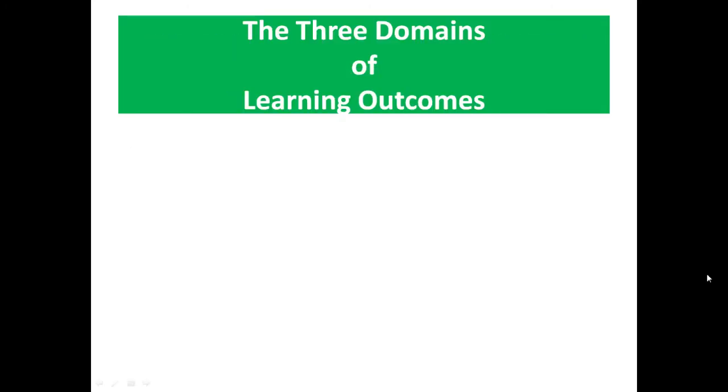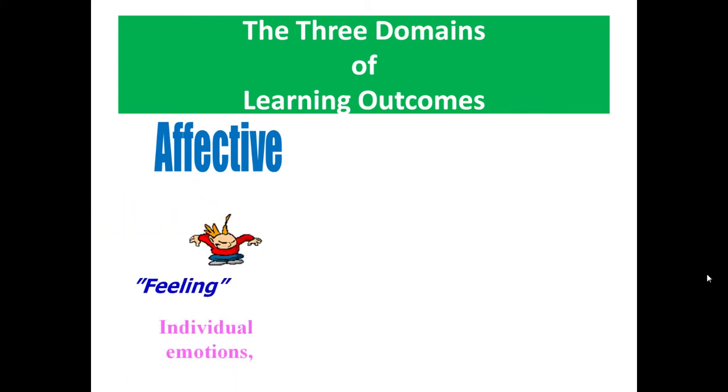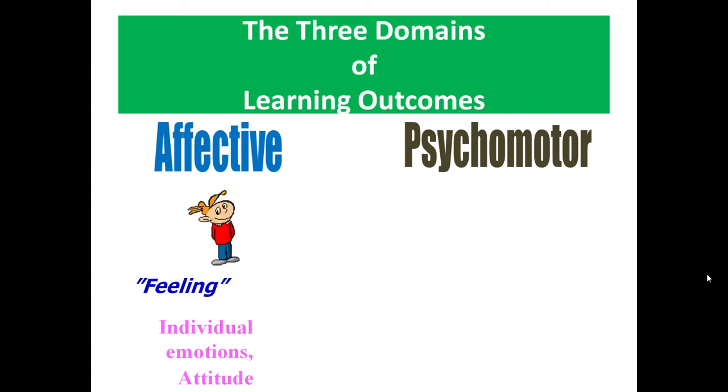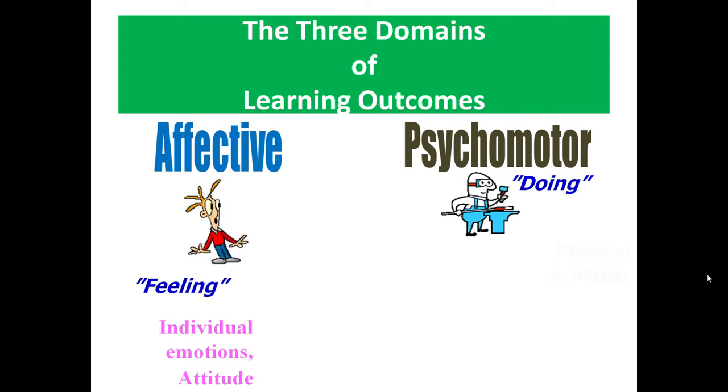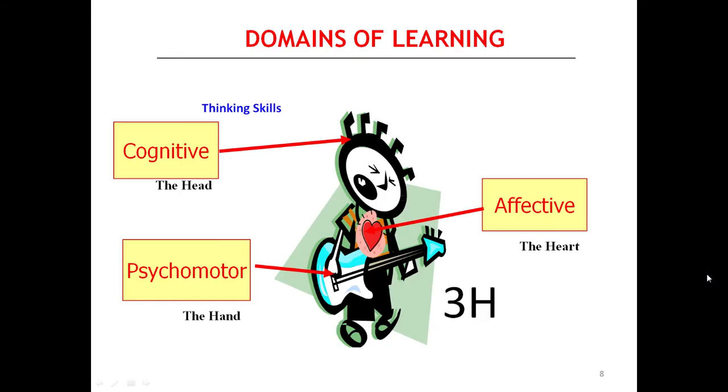Actually, there are three types of domains of learning outcomes. The first one is affective, which is related to feelings, attitudes and individual emotions. The second one is psychomotor, which is related to physical activities, nothing but doing skills. And the third one is cognitive, which is the thinking skills. Simply, these domains are related to our brain, cognitive; heart, affective; and hand, psychomotor. And we will focus on the cognitive skills, the thinking skills, later.